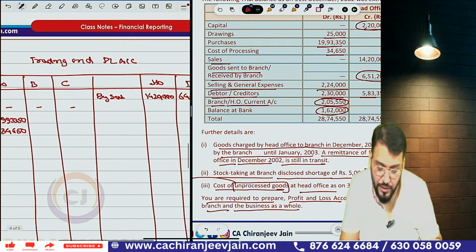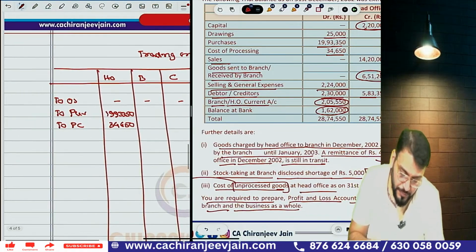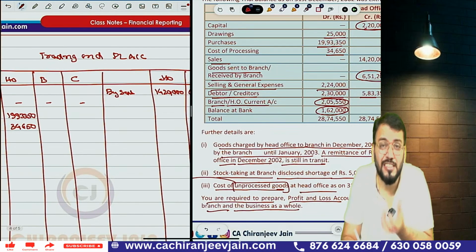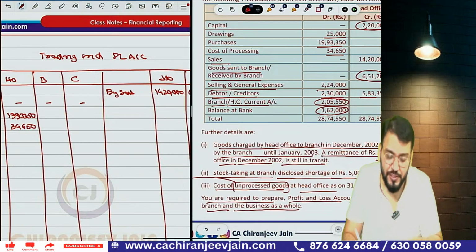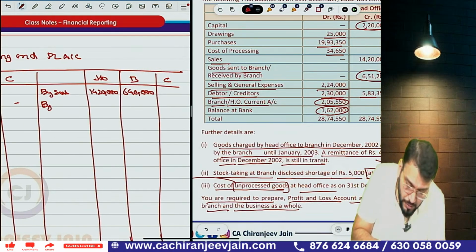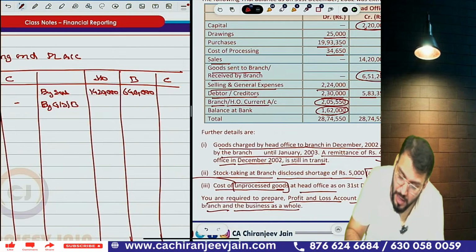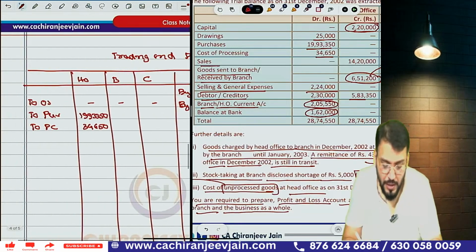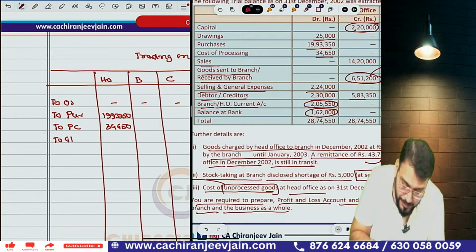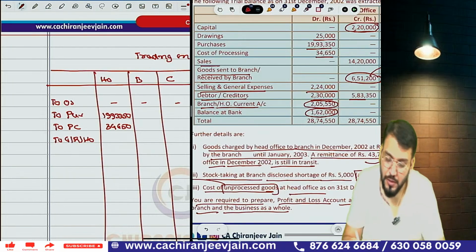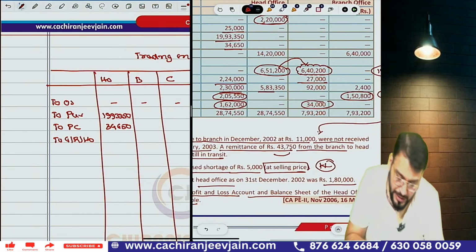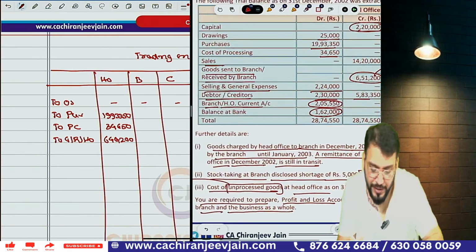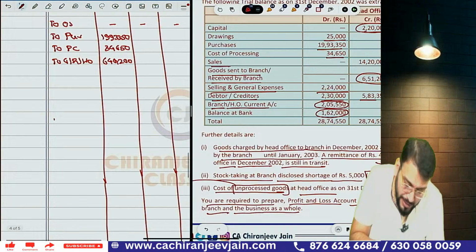Then they have given goods sent to branch. Goods sent to branch is nothing but, for head office, it is just like sale, and for branch, it is just like purchase. So we write down goods sent to branch. How much? It is 6,51,200. And goods received from head office, how much? It is 6,40,200.